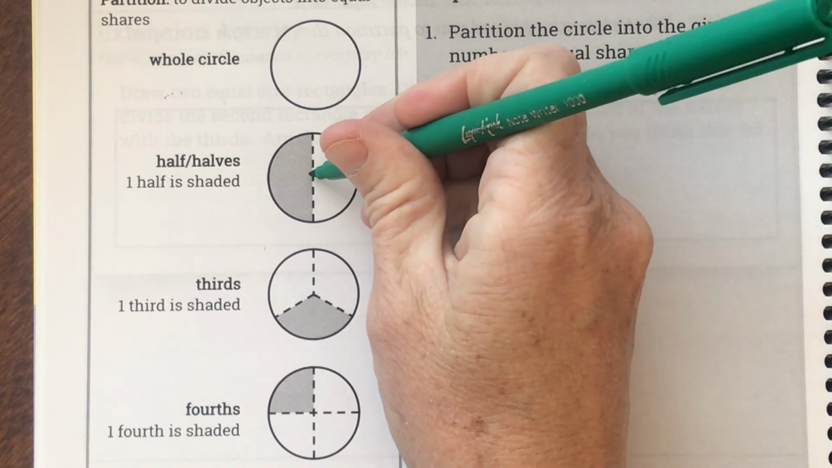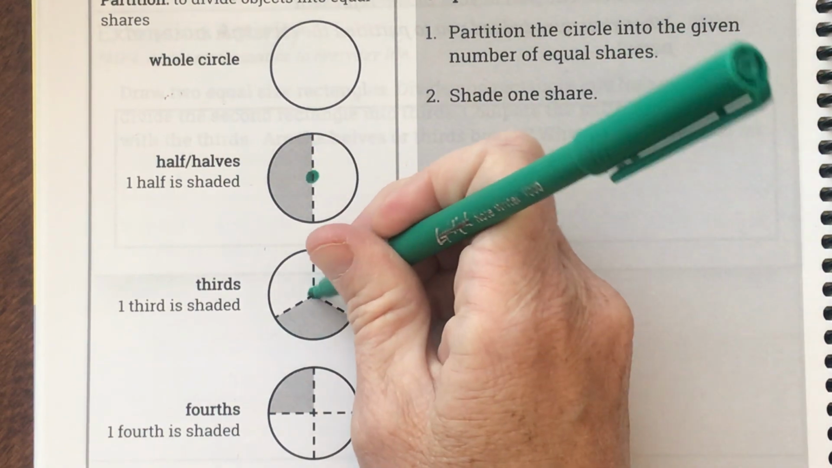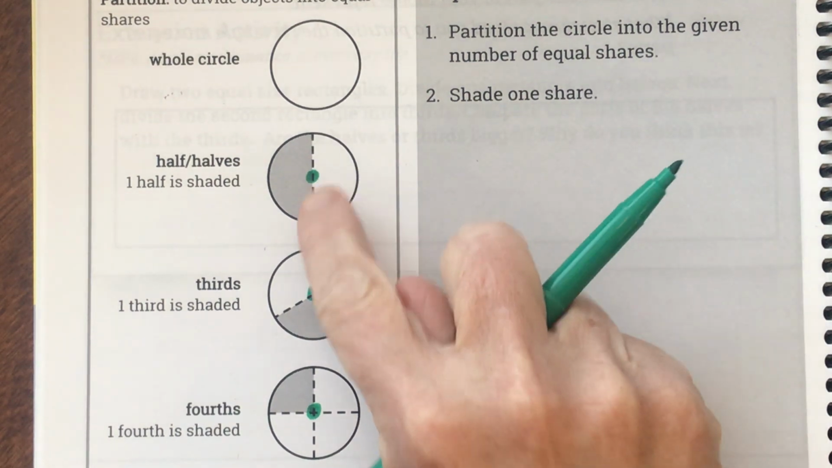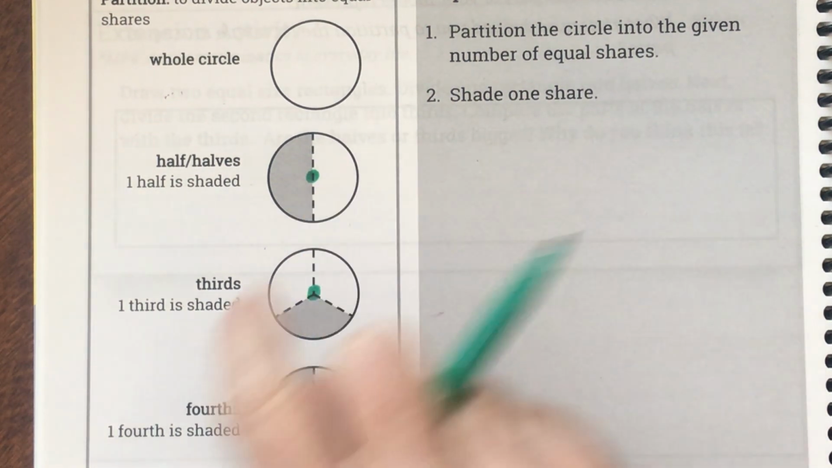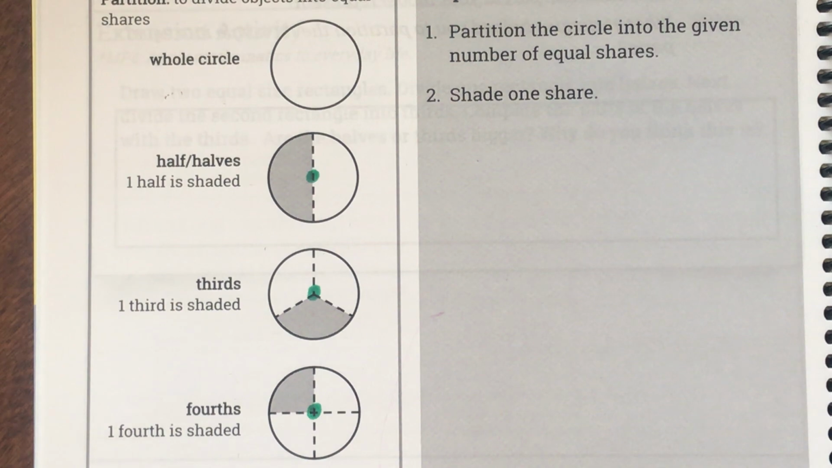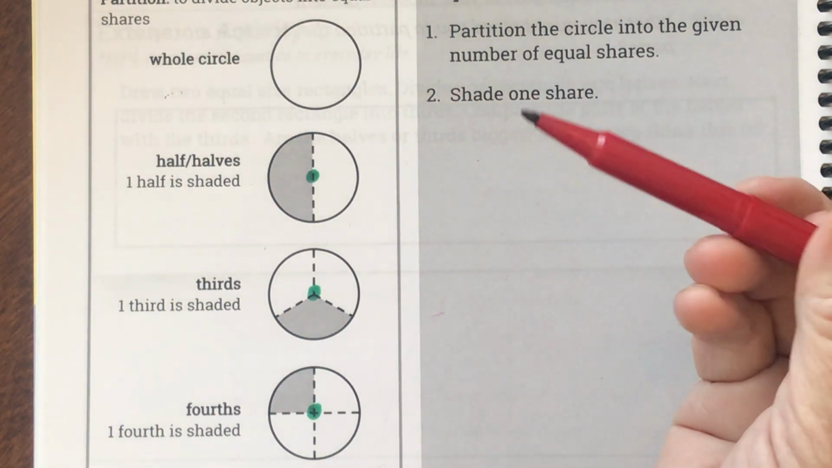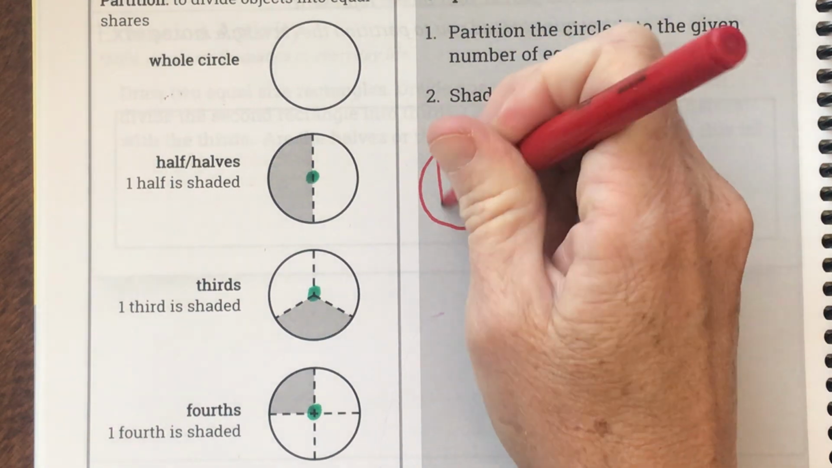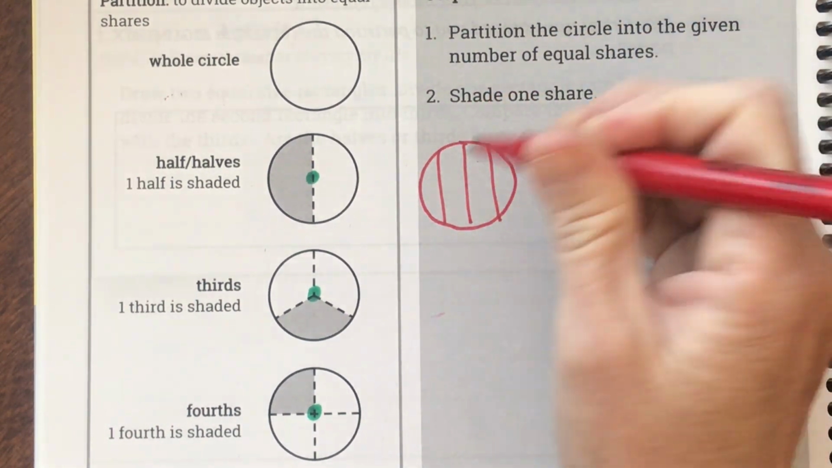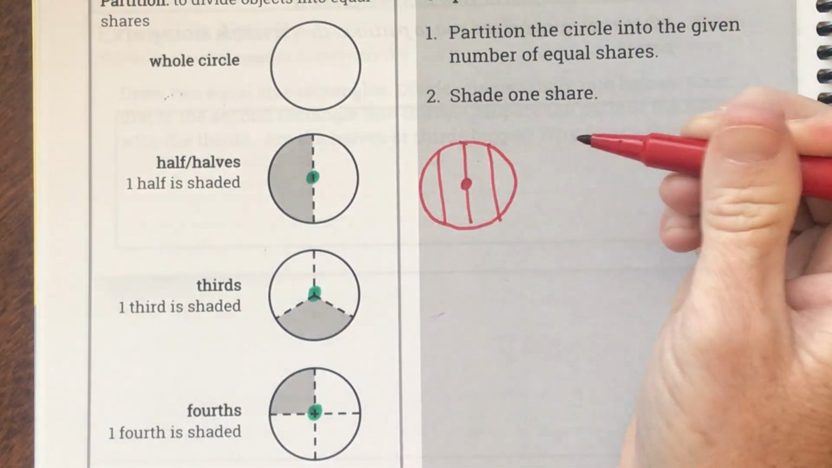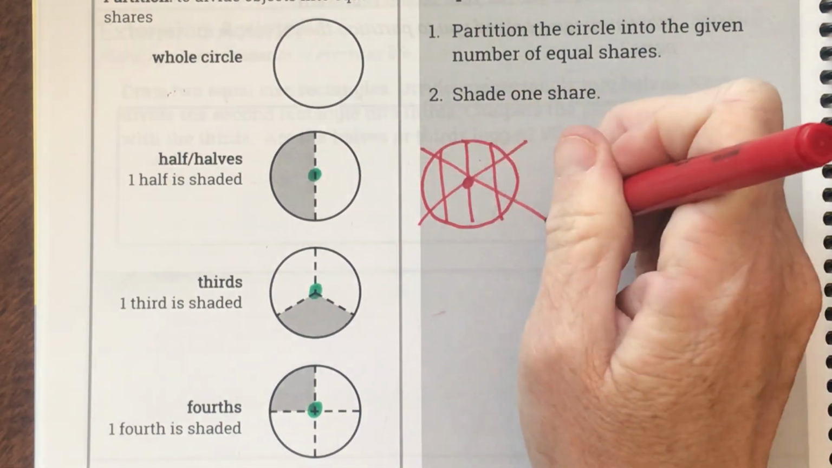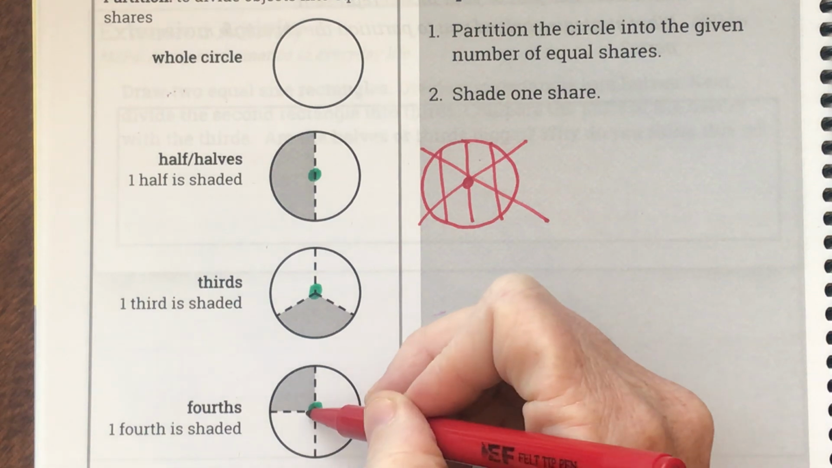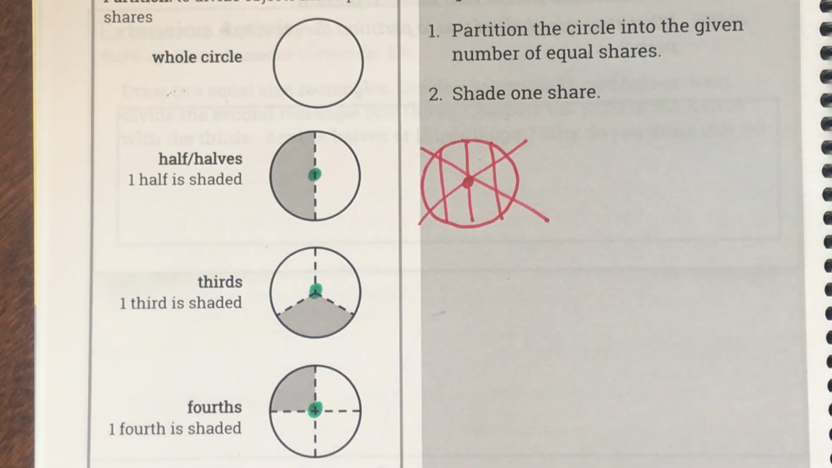I want you to notice, boys and girls, whenever you partition circles, you always have to have your lines go through the very center. Sometimes people try to partition them differently, but notice I have a red pen, which means I don't want you to write this. Sometimes people try to do something like this with circles, and they have lines that don't go through the center. That's not correct. All of your lines, when you partition circles, have to meet at the center.